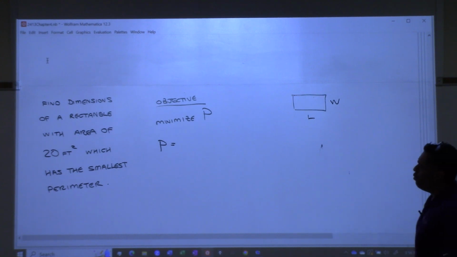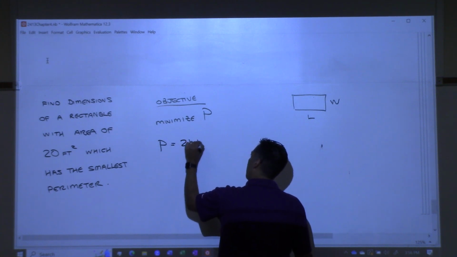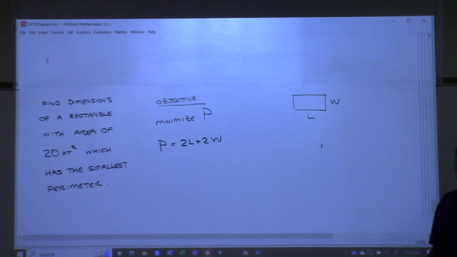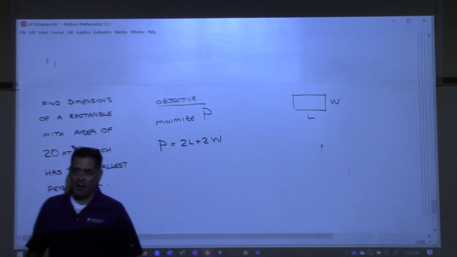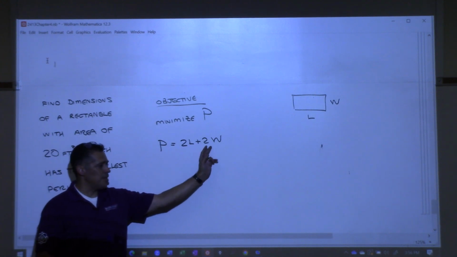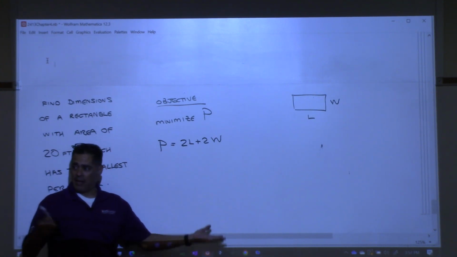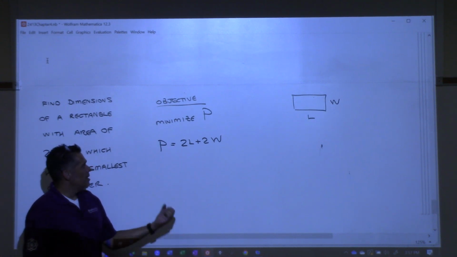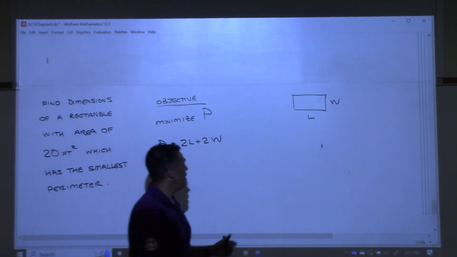So the perimeter is what? 2L plus 2W. I would like to know when I can make that as small as possible. But right now, my perimeter depends on two different variables, doesn't it? L and W. It'd be great if I could turn this into a single variable, then I could use calculus, right? How am I going to get it to a single variable? I need to use the constraint. And what is my constraint?